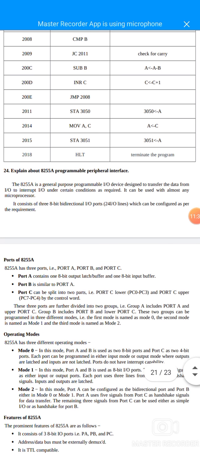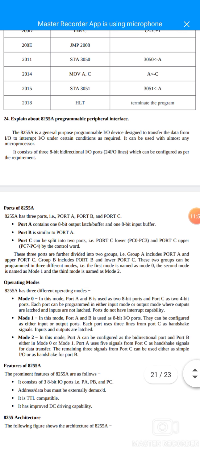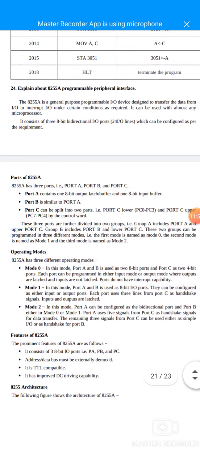24th question: Explain about the 8255A programmable peripheral interface. The 8255A is a general purpose programmable input output device designed to transfer data from input output to interrupt input output under certain conditions as required. It can be used with almost any microprocessor. It contains 8-bit bidirectional input output ports which can be configured as required. The 8255A has 3 ports: port A, port B and port C.